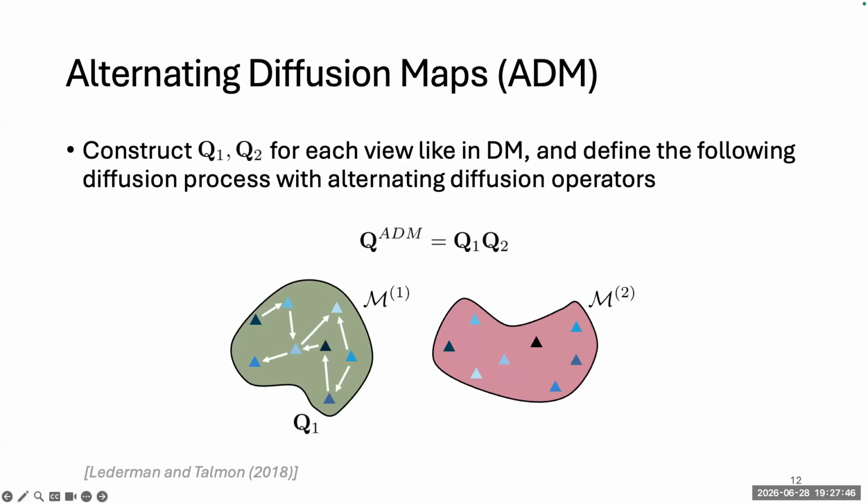Intuitively, this operation filters out view-specific components, as Q1, for example, is unaware of the components specific to the second view, and therefore they are filtered out by it. Similarly, Q2 filters out the first view's specific components, thus extracting common components overall.